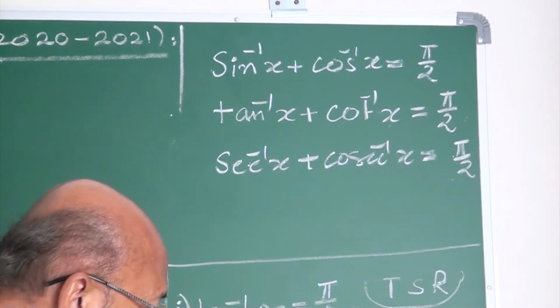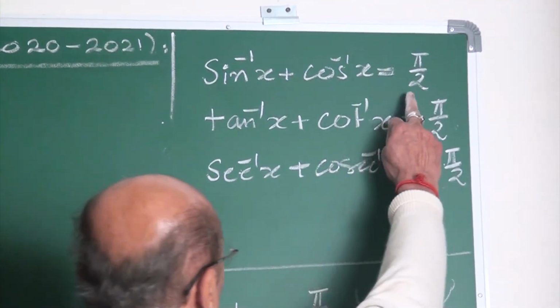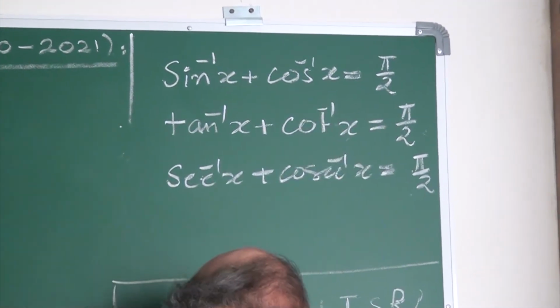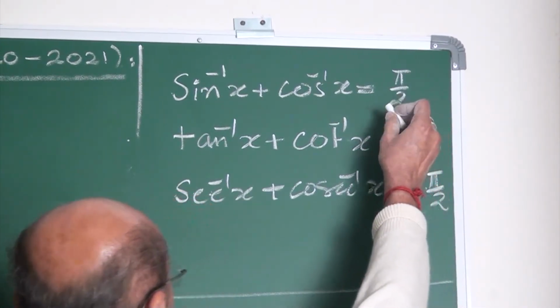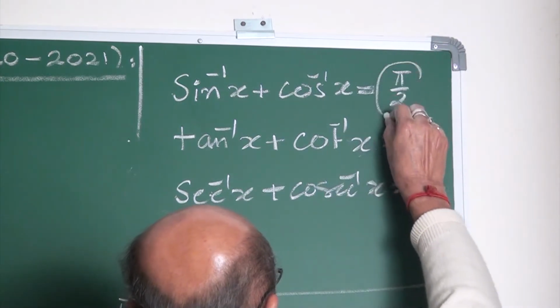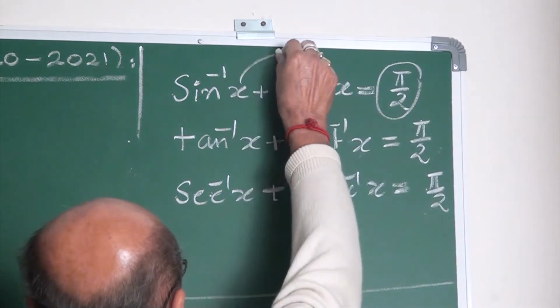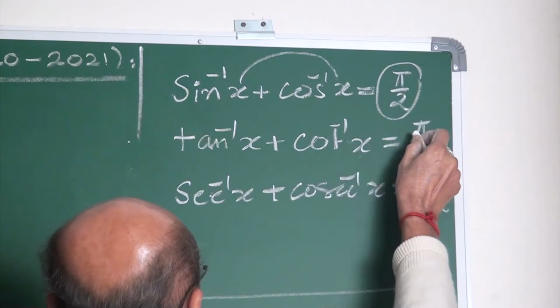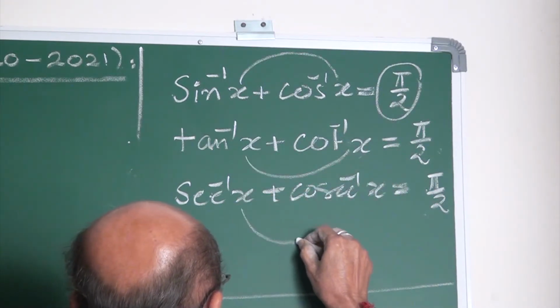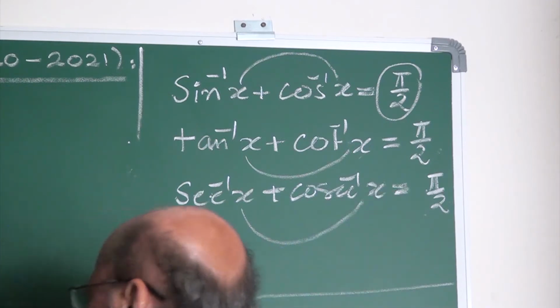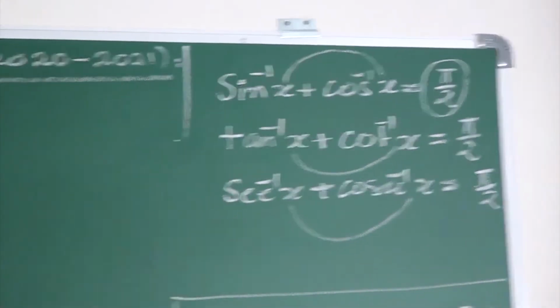From this, what is the time-saving result? If the RHS is pi by 2, what is your observation, my friends? If the RHS is pi by 2, these two angles are equal. See, these two angles are equal, the RHS is pi by 2. These two angles are the same. Here, there is one example.